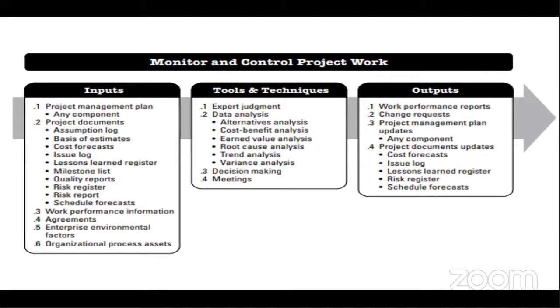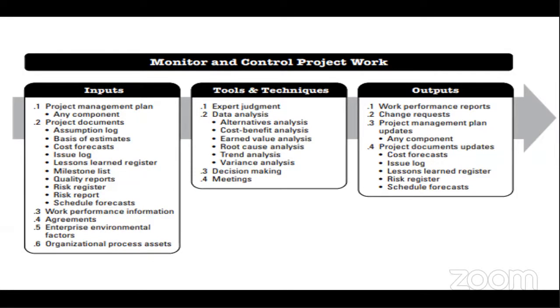We have an input from directing and managing project work, which is work performance information. Okay. So we have an input from managing project knowledge, which is contained in project document. So if you see, monitoring and control project work has moved from initiation down to where it is right now. And it's going to pass through here till we get to the closure, and then finally hand over the project to the owner. So the tools and techniques involved here will involve expert judgment, data analysis. Under the data analysis, we have alternative analysis, cost-benefit analysis, earned value analysis, root cause analysis, trend analysis, variance analysis.